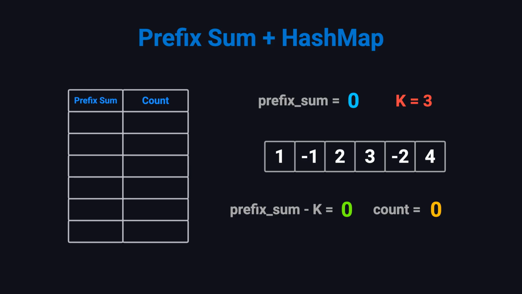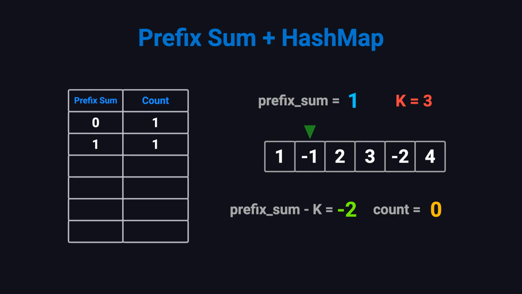We iterate through the array while maintaining the running prefix sum, and we store counts of prefix sums in a hash map. At the beginning, the prefix sum is 0, and we record that it appears once. When we see 1, the prefix sum becomes 1. 1 minus 3 is -2, which is not in the hash map, so the count remains 0, and we record that prefix sum 1 appears once.